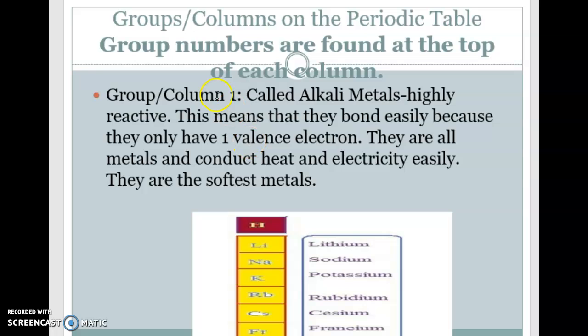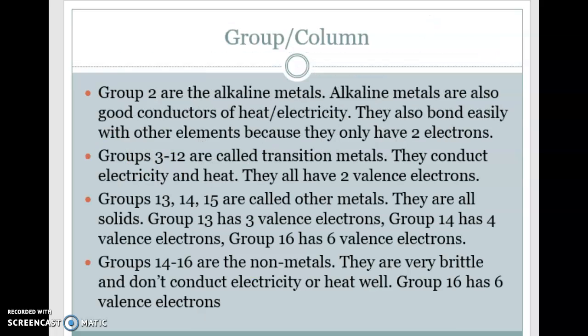So again, group 1 or column 1, these are called your alkali metals. They are very highly reactive. Why are they highly reactive? This means they bond easily because they only have that one valence electron out there. And if you are full, and then you have this one outer electron and you can give it away and be full underneath, then that's what you're going to do. They're all metals and conduct heat and electricity, and they're very soft metals.